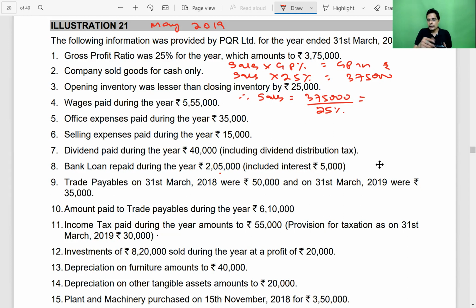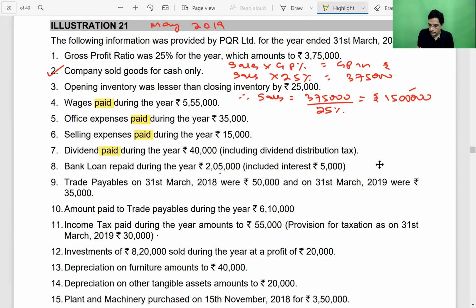And this happens to be the cash sales because they have clearly told in point number 2 that company sells goods only for cash. And this will be recorded in operating activity. Then they are saying opening inventory was lesser than closing inventory by 25,000. The difference between opening stock and closing stock is 25,000. Wages paid during the year, office expenses paid during the year, selling and distribution expenses paid during the year. So all the paid information they have given.